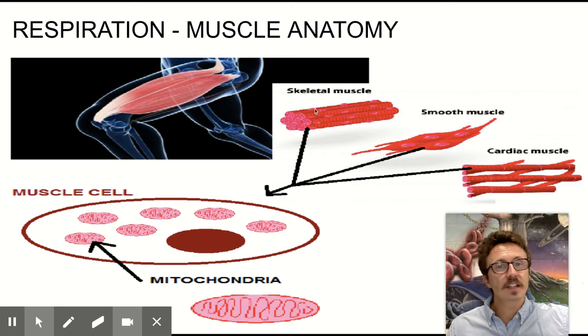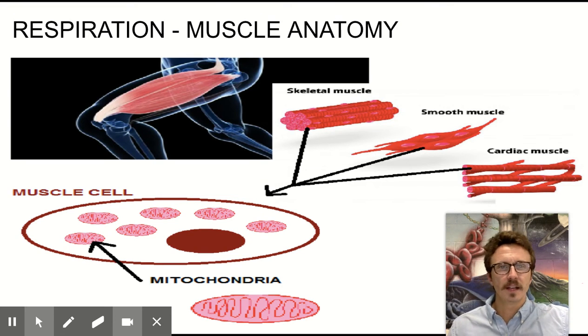So all these muscles, they need lots of energy, right? They're constantly working and they need a constant supply of energy. And they're going to perform lots and lots of aerobic respiration. So as long as we have eaten and we've got plenty of glucose, and as long as we're breathing and getting plenty of oxygen, our bodies will perform aerobic respiration.